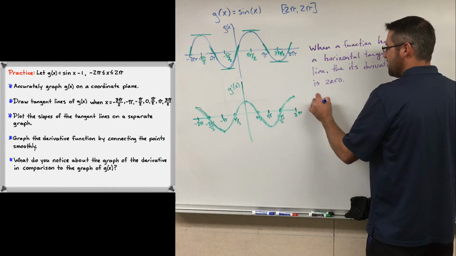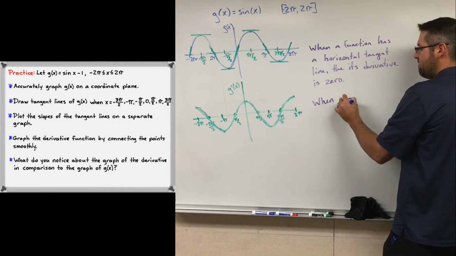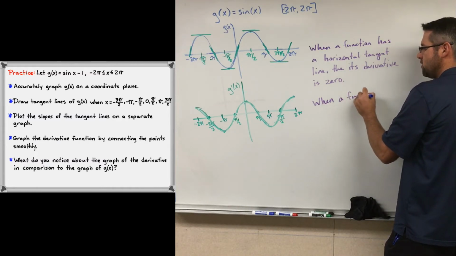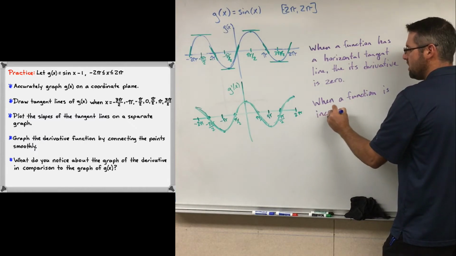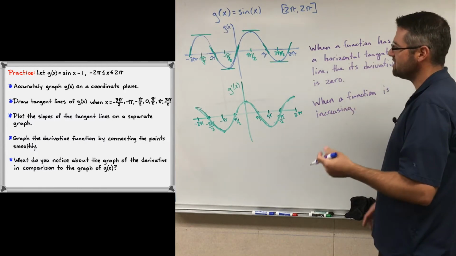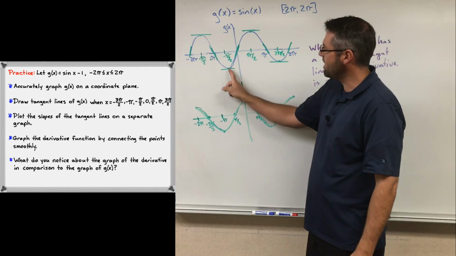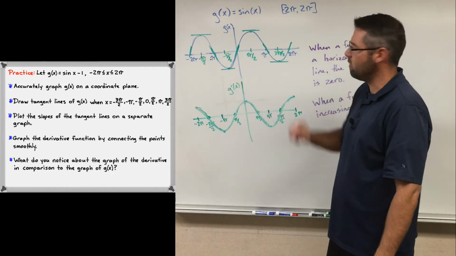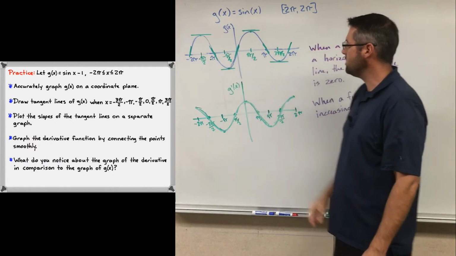But here's one that's really important. Okay? When a function is increasing, what does increasing mean? Increasing means going uphill from left to right. When a function is increasing, well, let's look at one example of this. So we could see from negative pi over 2 to pi over 2. Okay, over that interval, we can see that this function is increasing.